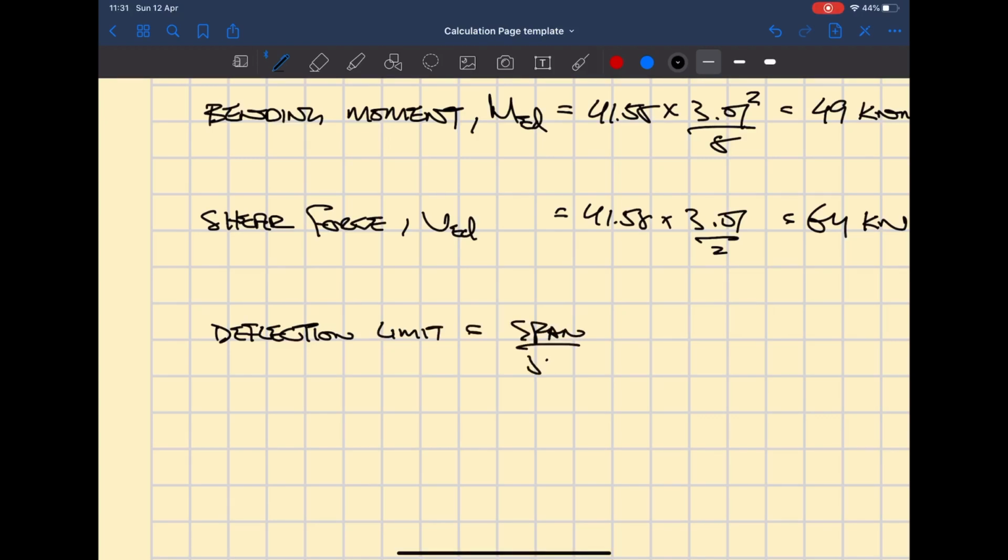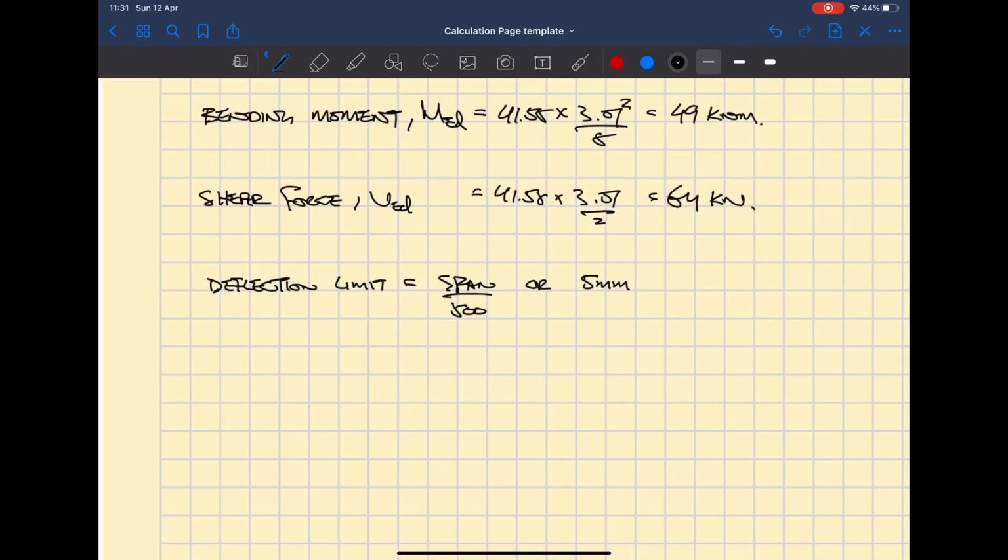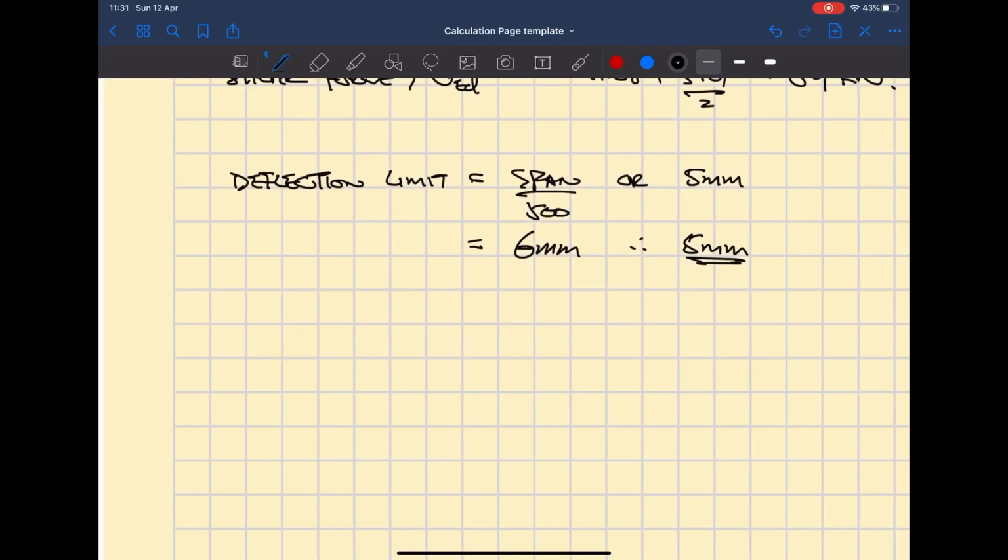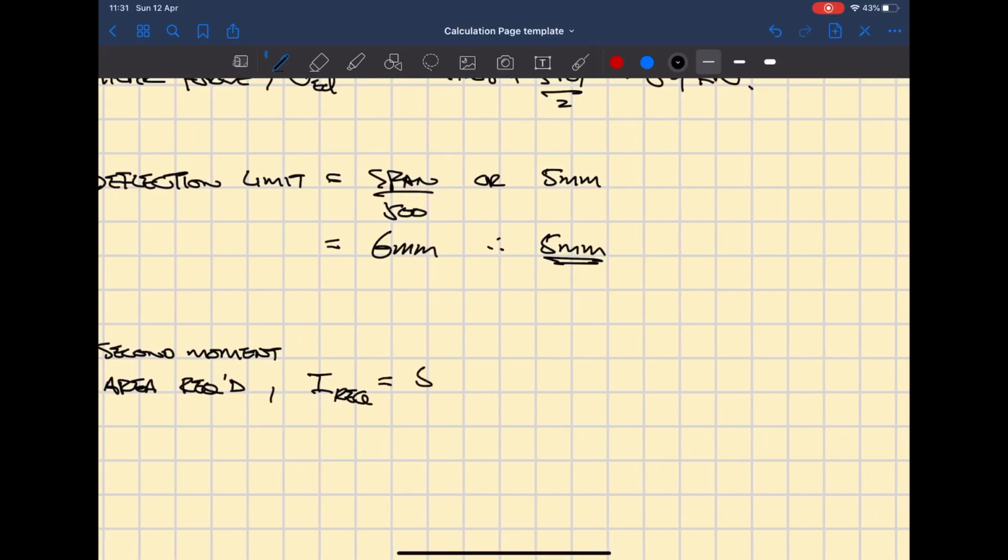In this problem, because we are supporting an existing wall, we want to keep deflections low. Typically, you would want to limit deflection to span over 500 or maximum 5mm. In this case, 5mm is the critical value. The deflection in a steel beam is governed by the second moment of area, so we rearrange the deflection equation for a simply supported beam with a uniformly distributed load to find the second moment of area.